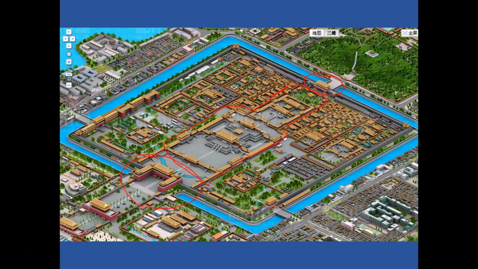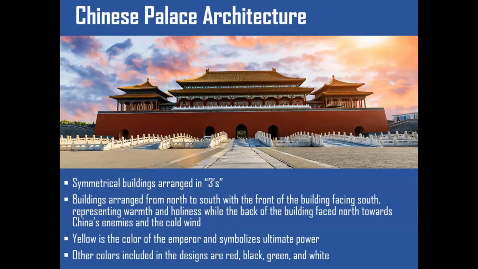So let's take a little bit of a closer look at what these buildings look like up close. Here you can see we are now inside of the main Meridian Gate leading into the Forbidden City. You see that these are very symmetrical buildings. If you draw a line right down through the center, you can see that they are very symmetrical. Okay, that is important in Chinese architecture because it is a visual representation of everything being in balance.